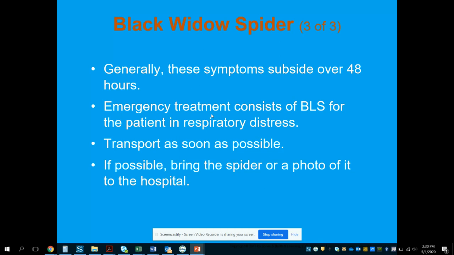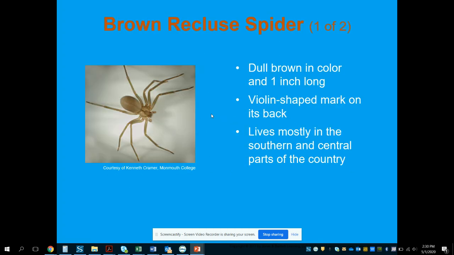If the patient is in respiratory distress, give oxygen, provide rapid transport, and bring the spider or a photo of it to the hospital if possible. If you suspect that it is a black widow, then definitely let them know that, so they can see if they have the antivenom, or if they don't, whether they can get it.